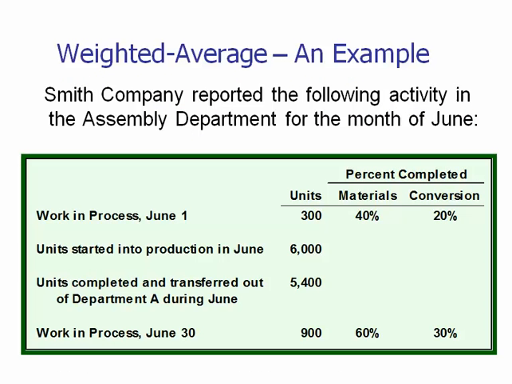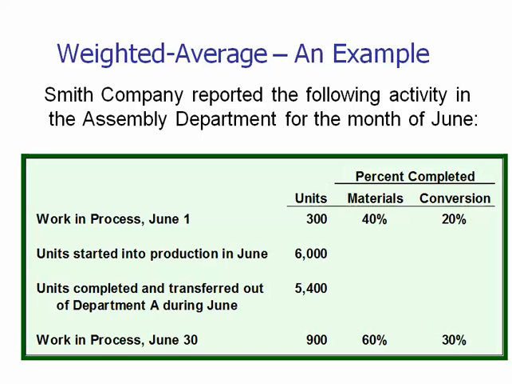The Smith Company has reported the following activity for the assembly department for the month of June, and we're going to calculate our equivalent units of production using the weighted average method. In most of the problems in Connect, they will give you a stage of completion for our beginning work in process and a stage of completion for ending work in process. When we use the weighted average method, we can ignore the stage of completion of beginning work in process. That is, we will ignore the 40 and the 20%.